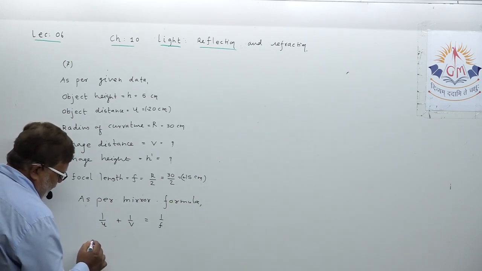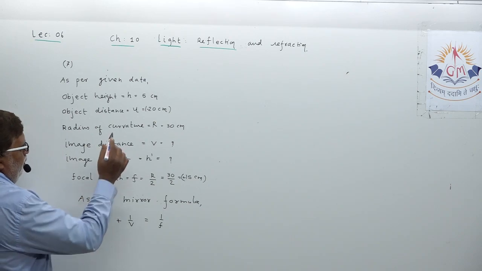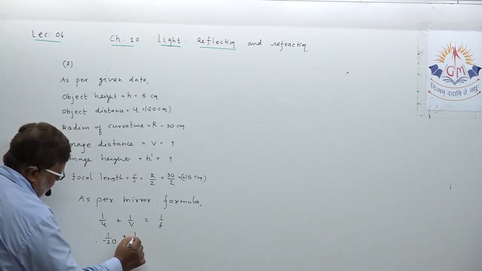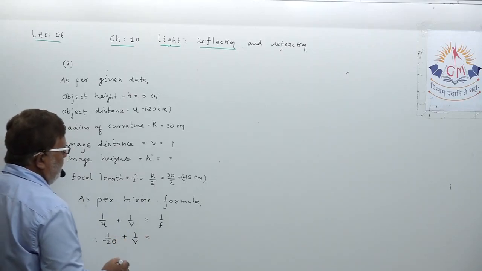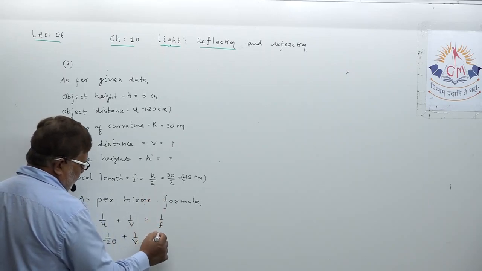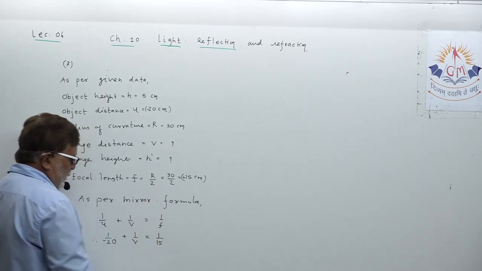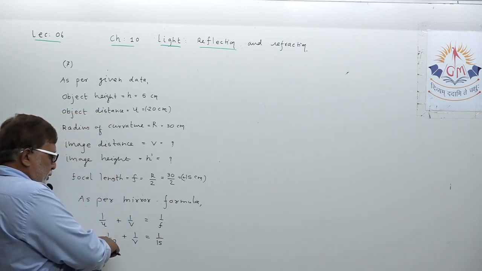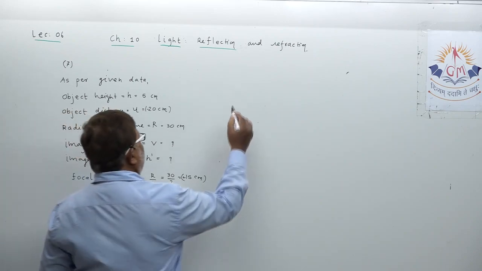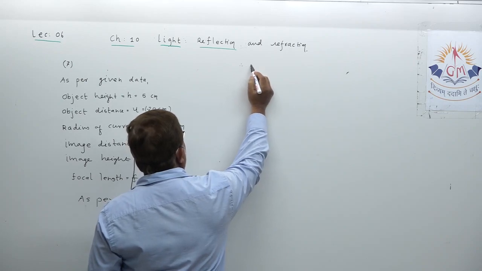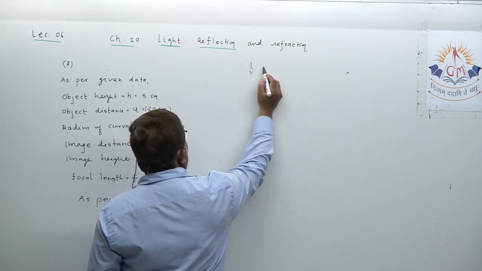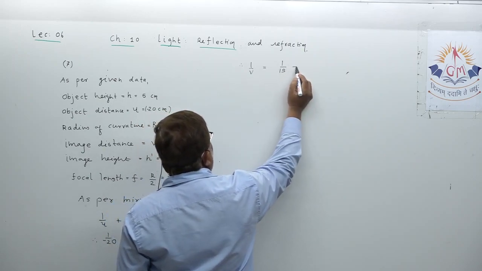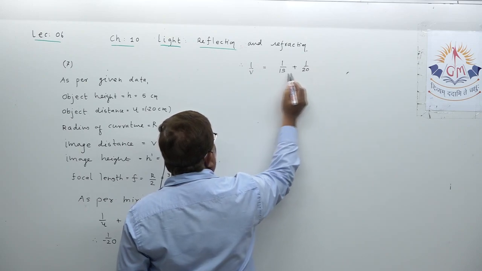Okay, let us substitute the values. 1 upon minus 20 plus 1 upon v equals 1 upon f. What is the focal length? 15. Okay, next step I will continue there. I will transfer minus 1 upon 20 to this side. So we get this way, dear student. Therefore, 1 upon v equals 1 upon 15. You transfer that, it becomes positive 1 upon 20.